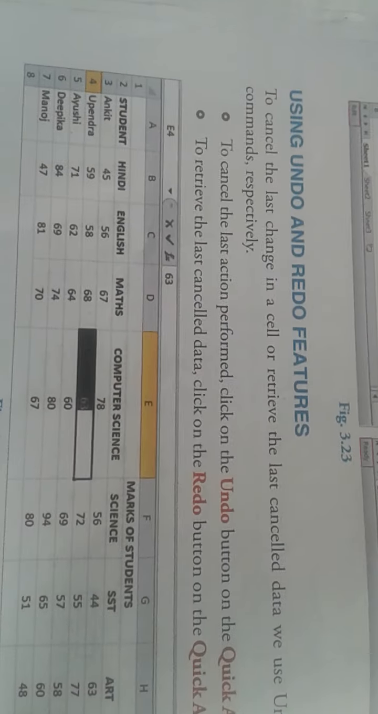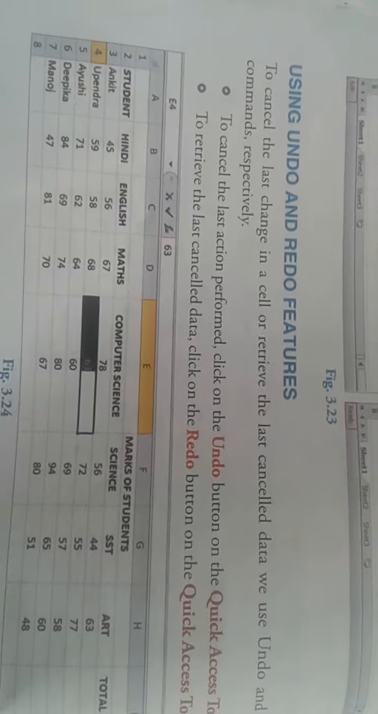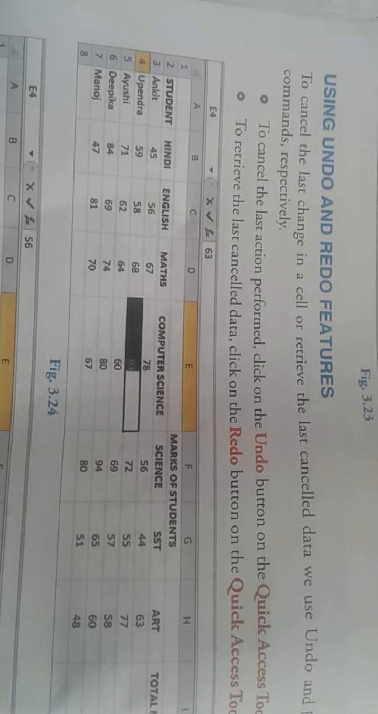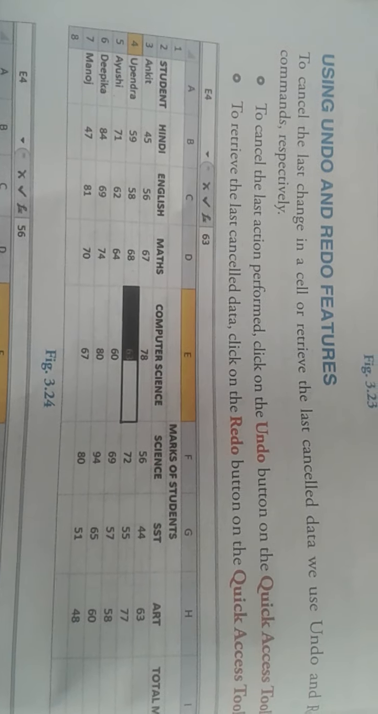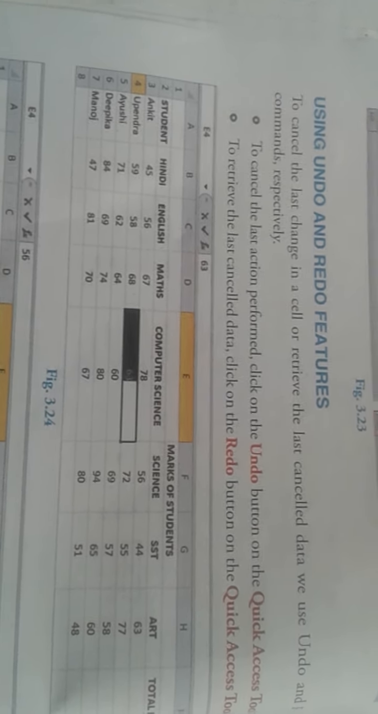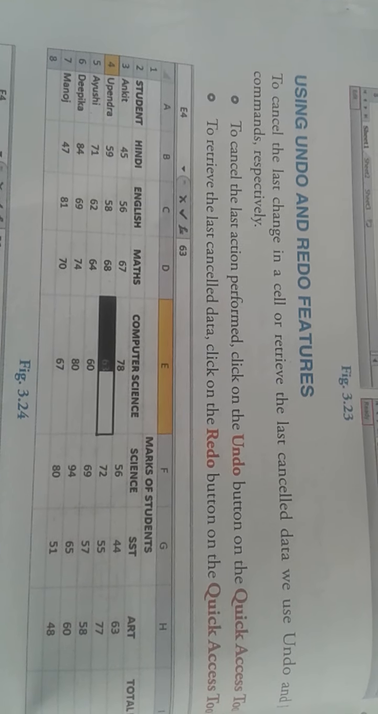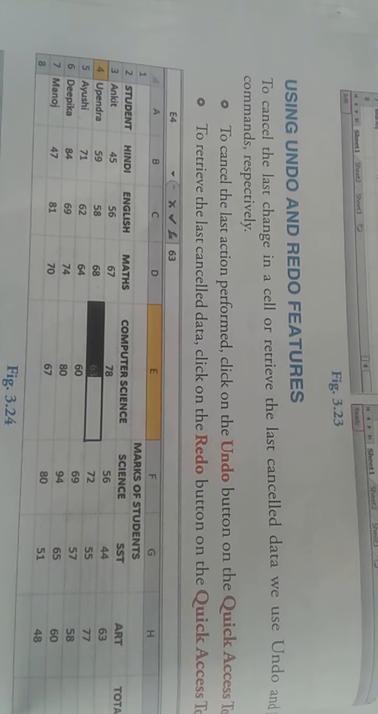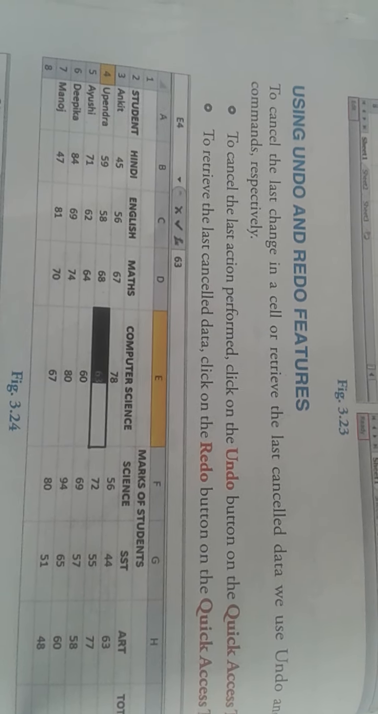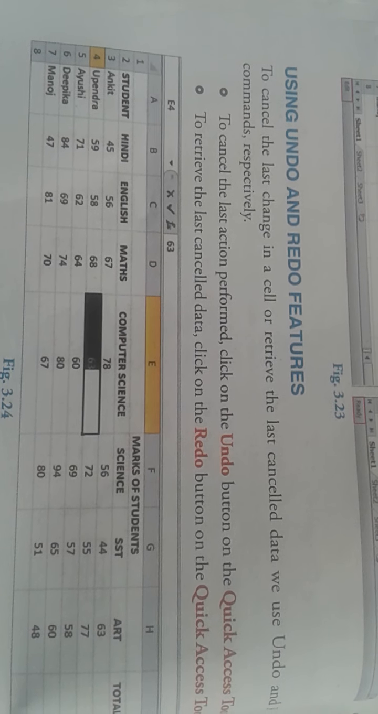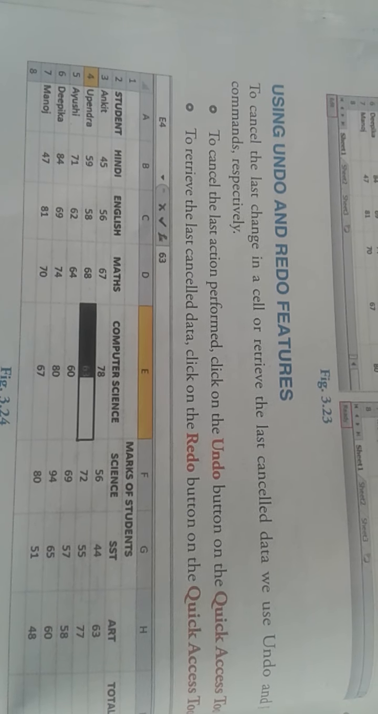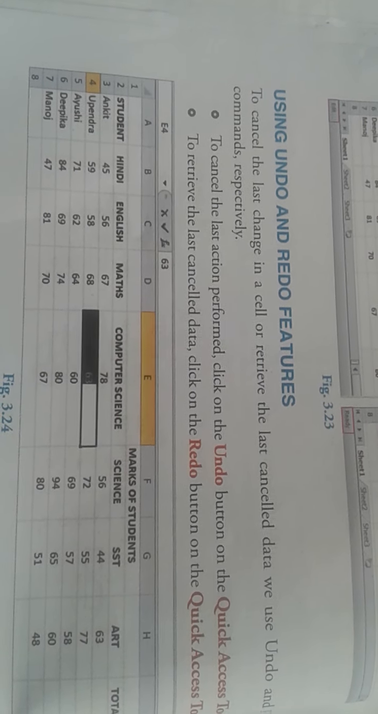Now moving forward to the next, using undo and redo features. All of you know the meaning of undo and redo because you have read these things in your previous classes. Undo means cancelling whatever change we have done, and redo means the same thing can happen again. The definitions are already written over here. To cancel the last changes in a cell or retrieve the last cancelled data, we use the undo and redo commands respectively.